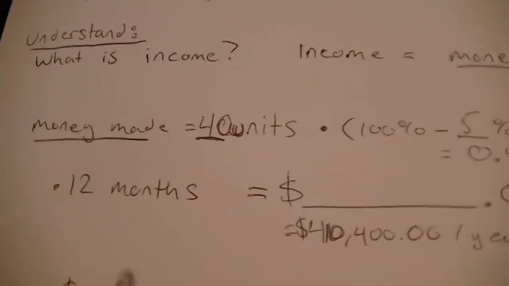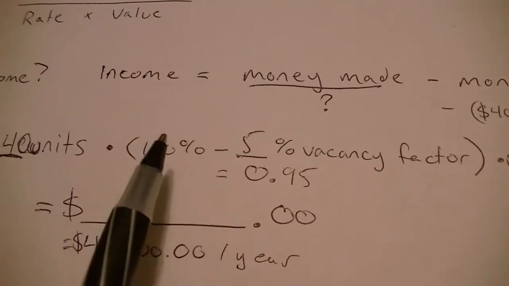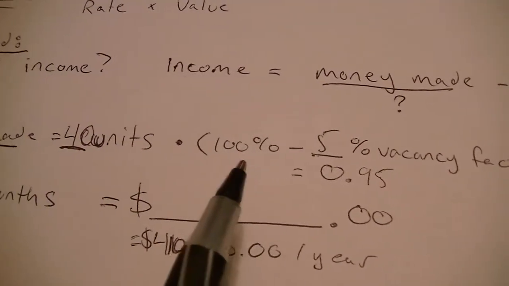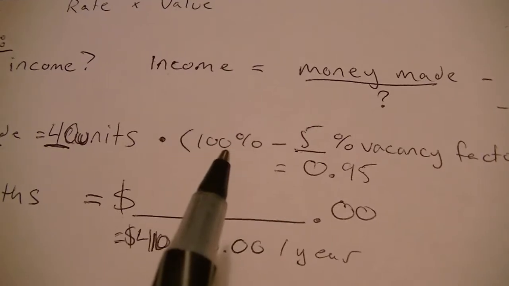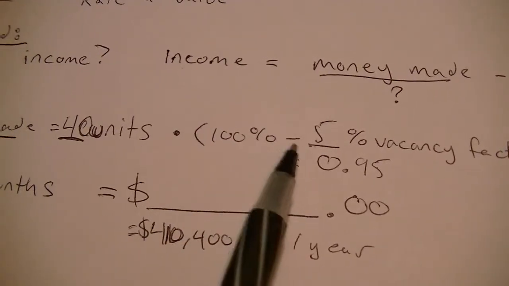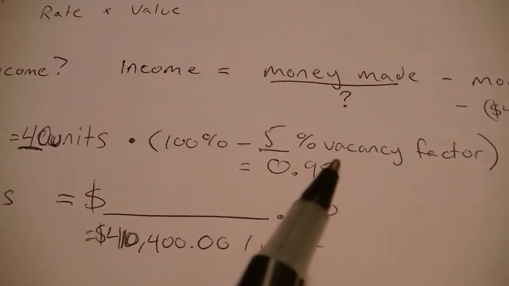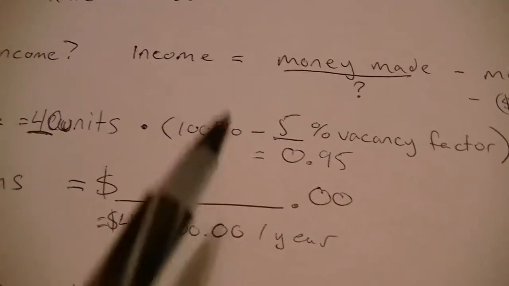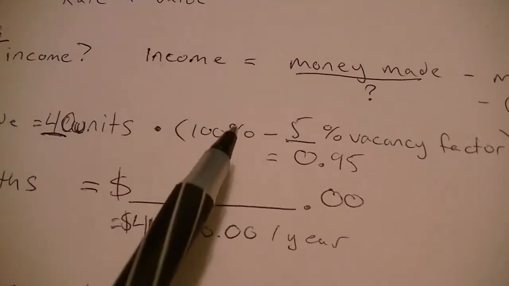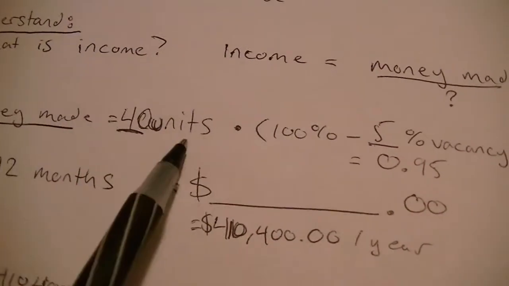Okay, now I wrote that down right here. You have 40 units. Let's say there was no vacancy factor, so the vacancy factor was 0%, and it would be 100% minus 0%. You wouldn't actually be multiplying by anything except 1, because 100% is like saying 1 over 1, which equals 1. So it'd be 40 units.